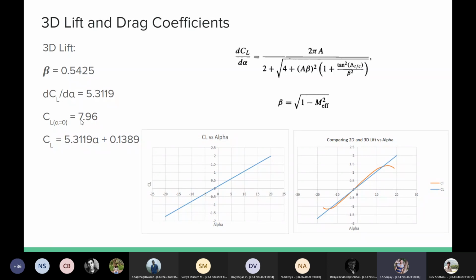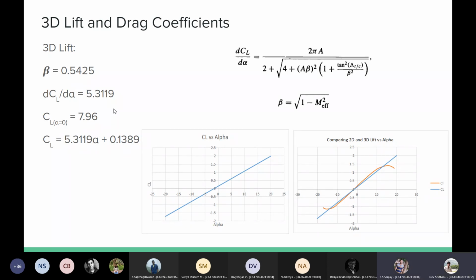There is probably some mistake in the conversion from degrees to radians, because 7.96 is too high for CL at alpha equal to 0. Similarly, for dCL by d alpha, the slope, we found it in degrees and converted it to radians here, so this must be your final value. But CL of 7.96 is too high. Just check if there is any unit mistake. We converted this to radians and it is 0.1389, so the value must also be 0.1389.